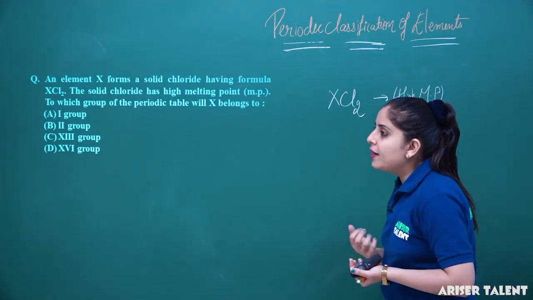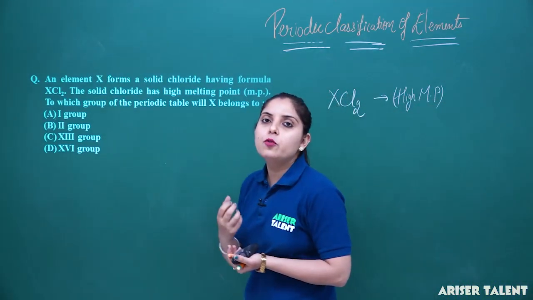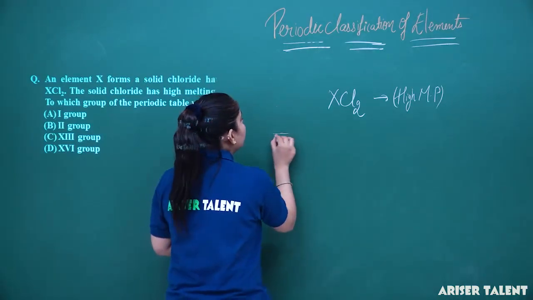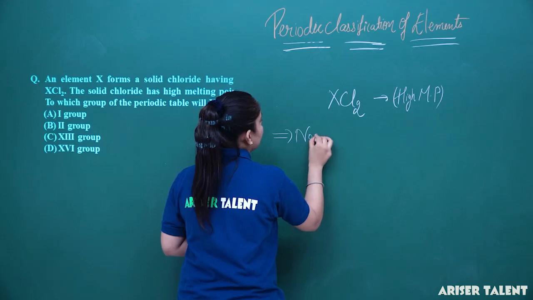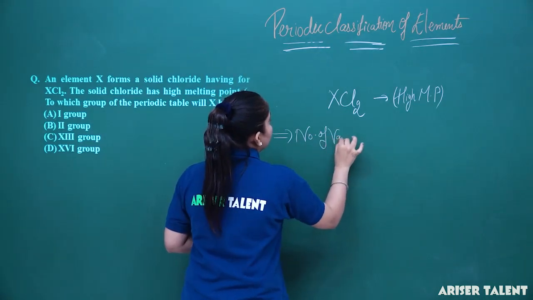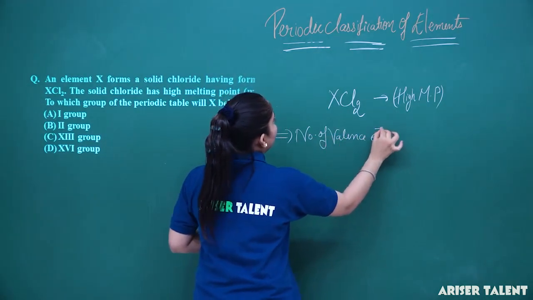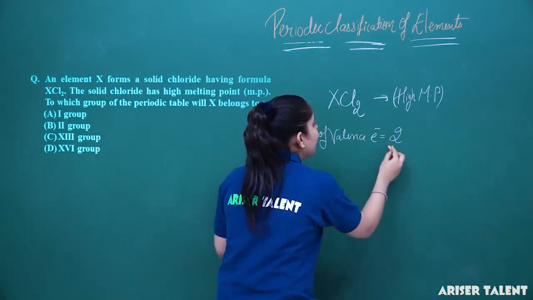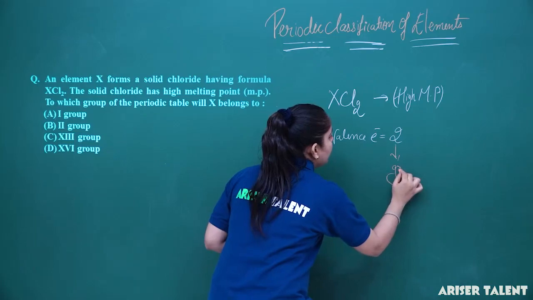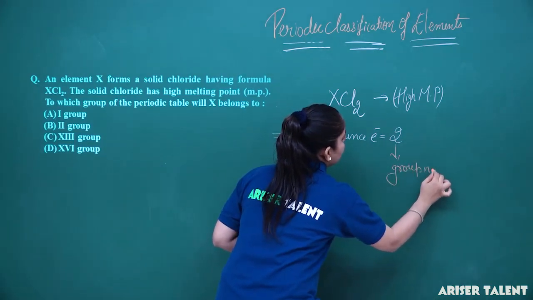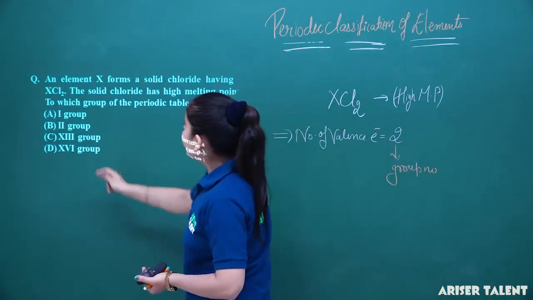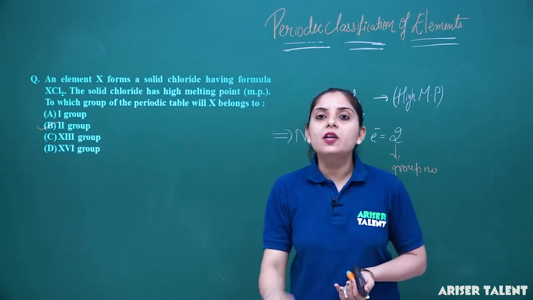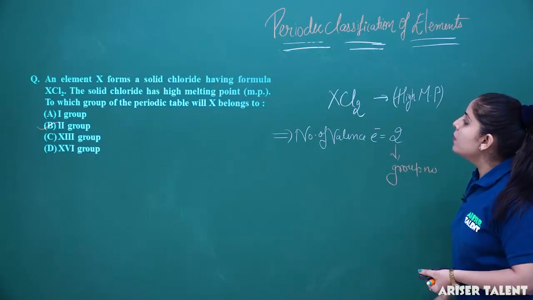So if I have to analyze the periodic table, it means I have to analyze the group number. What I have to do is count the number of valence electrons. So the number of valence electrons in this case comes out to be 2. The number of valence electrons will give you the group number. So the group number here will be the second group. So the second group element is going to form the compound XCl2.